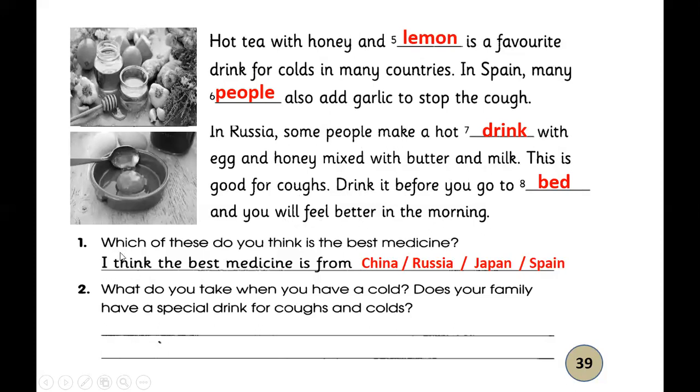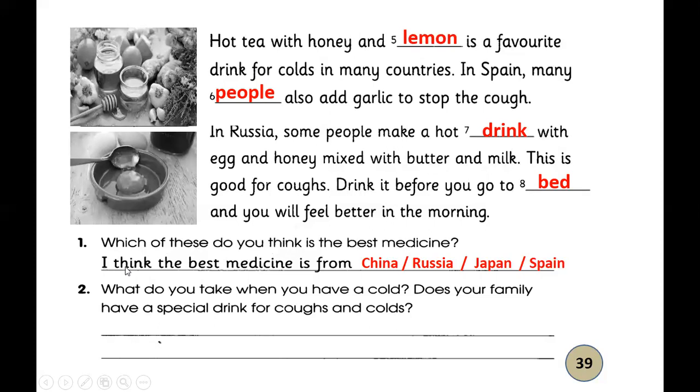So now here we have two questions. Number one, which of these do you think is the best medicine? Best means أفضل.